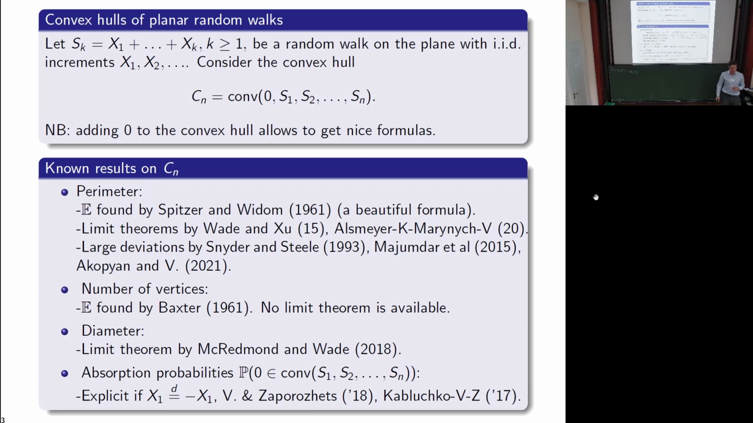The other type of result is more geometric. You try to understand what the shape of your convex hull is, and in particular you can analyze what we call absorption probabilities, the probabilities that 0 is included or not included in the convex hull. And there are a few results by myself, Dima Zaporozhets and Zakhar Kabluchko, characterizing these probabilities. So that's a general overview. The random walk is two-dimensional. There are many generalizations to high dimensions. I set these aside for this talk.